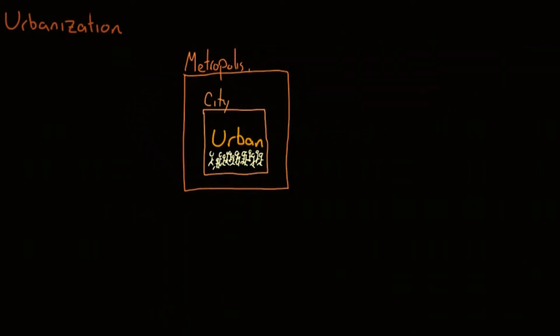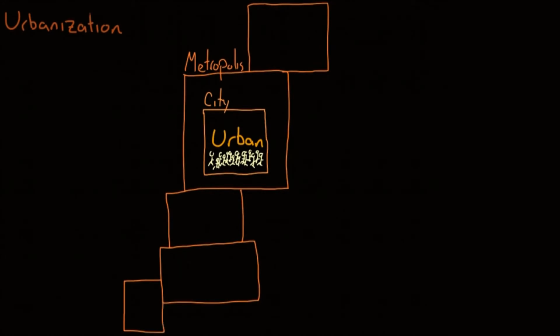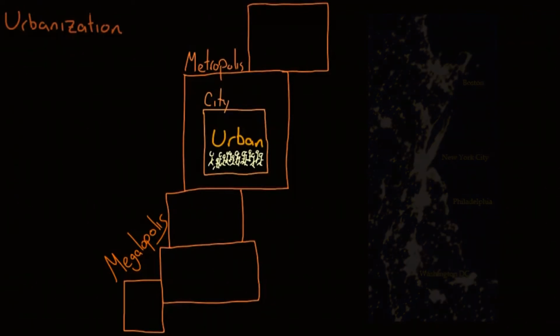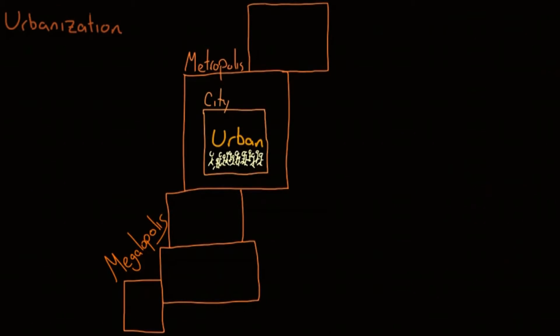Then, if you get a bunch of metropolises that are all connected and grown into each other, that's called a megalopolis or a megacity. There's a megalopolis that includes New York City, running from Boston to Washington, D.C., that has over 44 million people living in the sprawling urban complex. There are a few major theories about urbanization in cities.